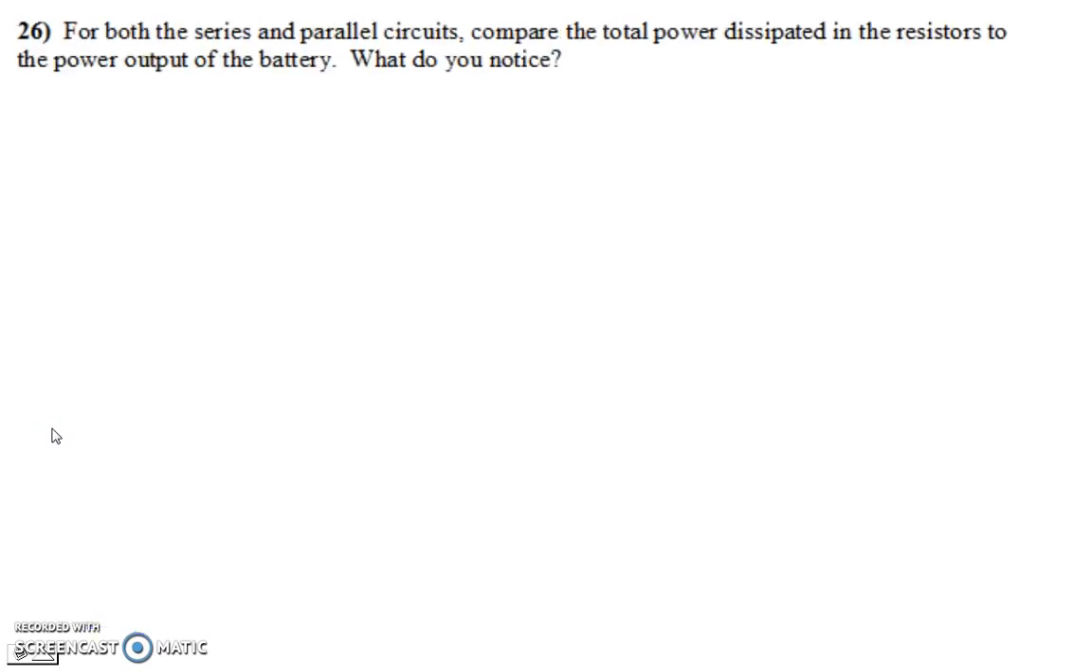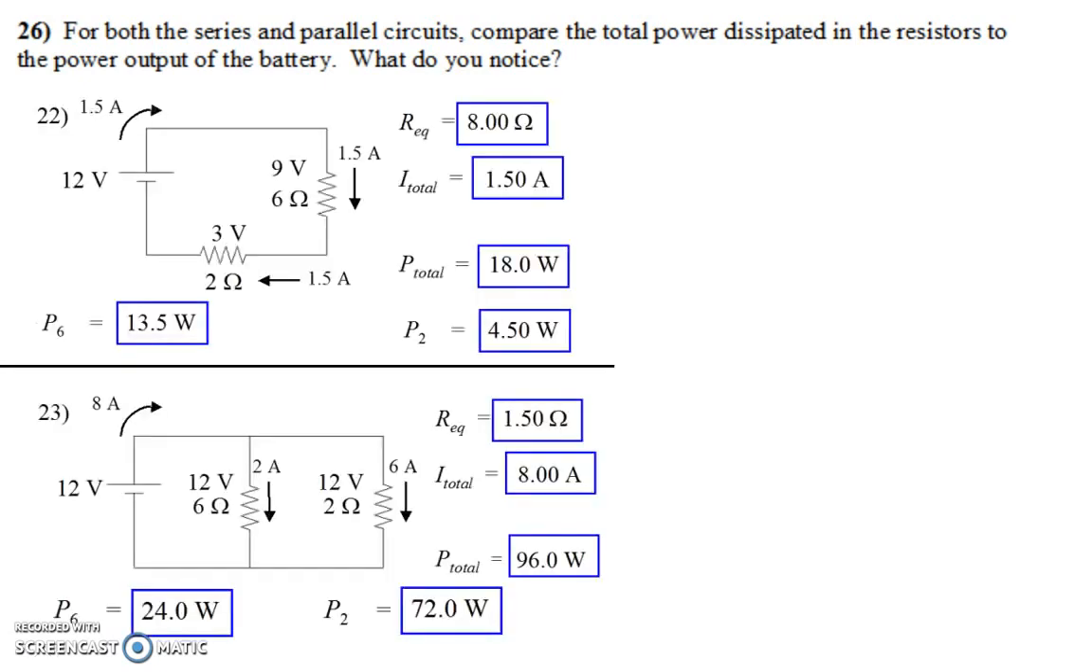For the series and parallel, I want to compare the total power dissipated by the resistors to the power output of the battery. So here are our results in 22 and 23. Here are the individual resistor powers. Here's the total power. It should be very obvious, I'm sure you saw it, that clearly the total power is the summation of P1 plus P2. That makes sense.